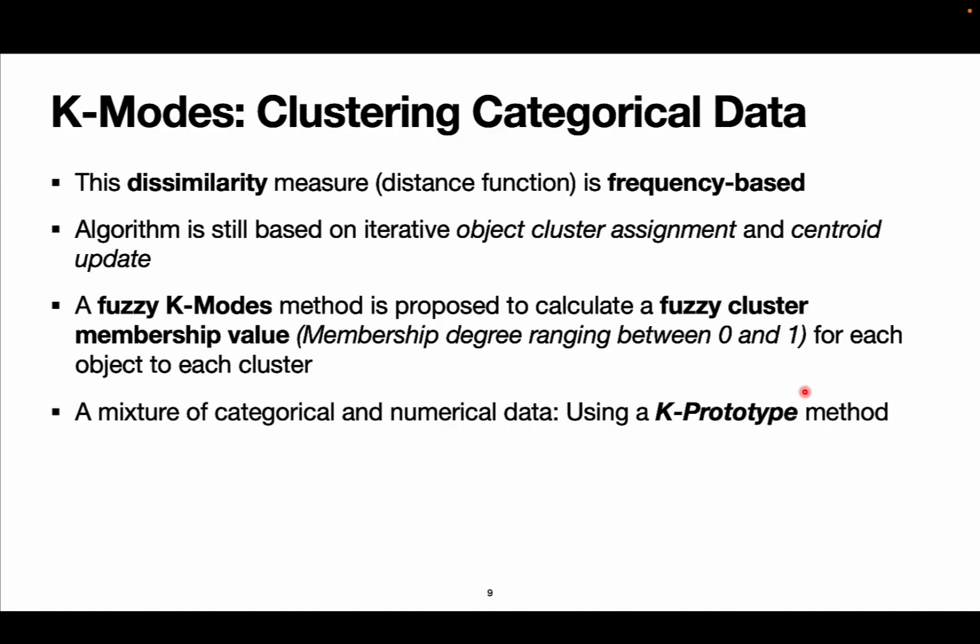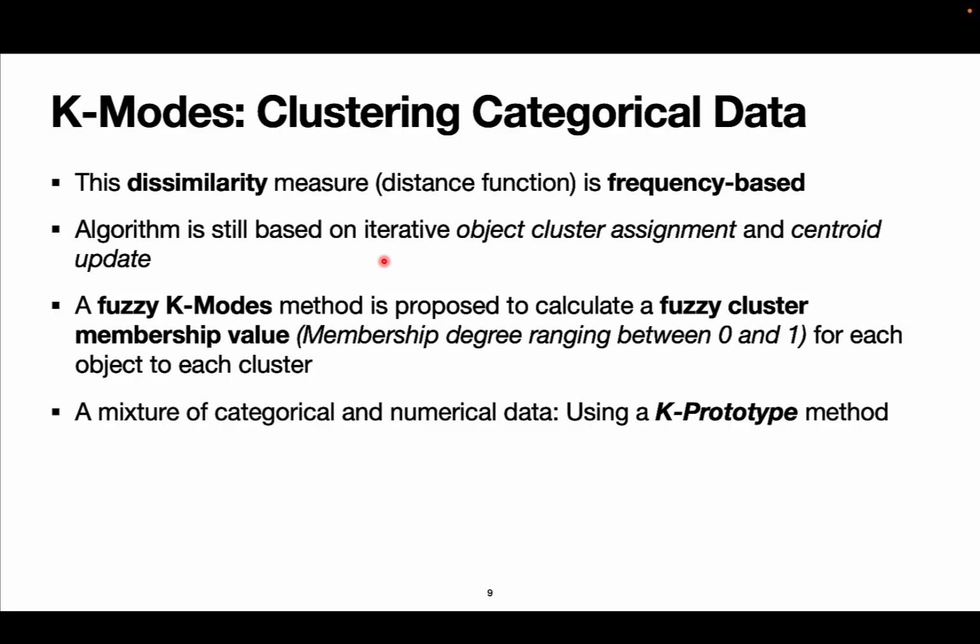To summarize what goes on inside k-modes, the dissimilarity measure is frequency-based. The algorithm itself does not change. It's going to find the initial centroids, compute distances, find the initial clustering, then iteratively improve the clustering until it converges.